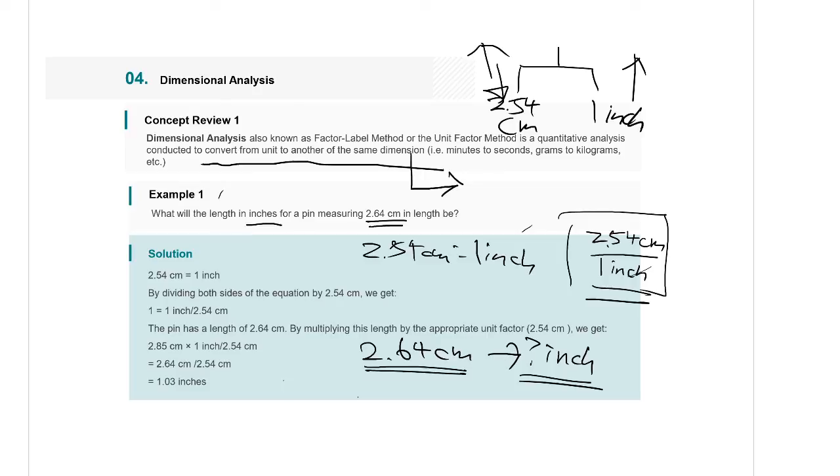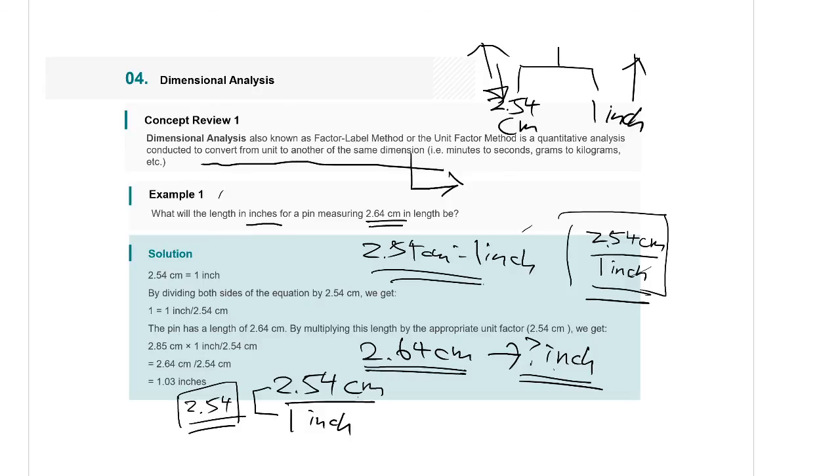Again, 2.54 centimeters over 1 inch. This is given from our conversion factors, and they are in ratio. When you actually calculate the number 2.54 divided by 1, it's always 2.54. Because they are in ratio, the actual number that you calculate from this ratio will always be the same. That's the special thing about the ratio.